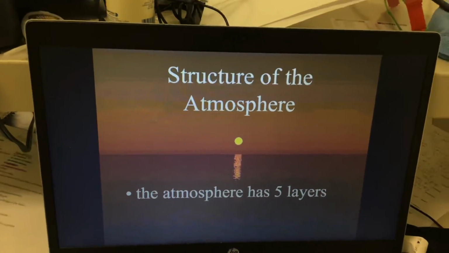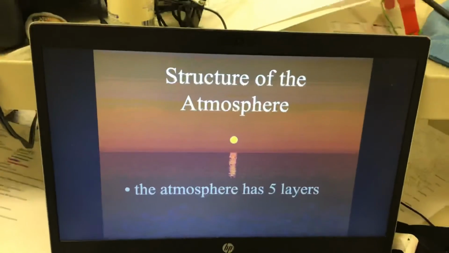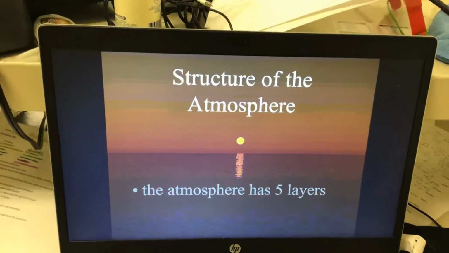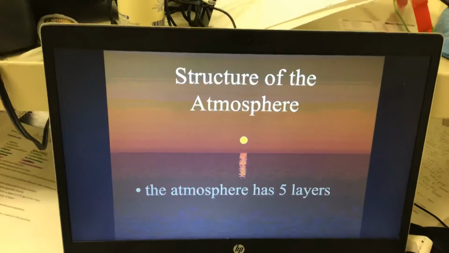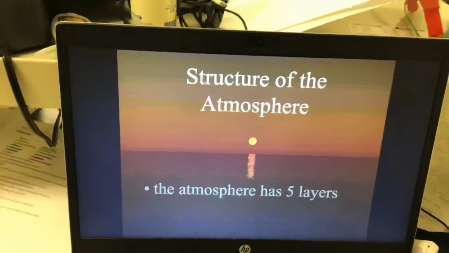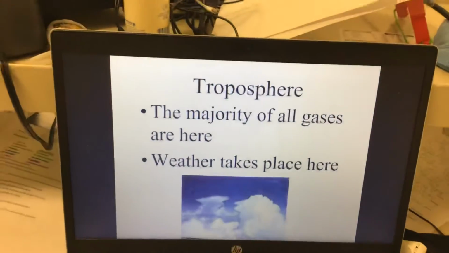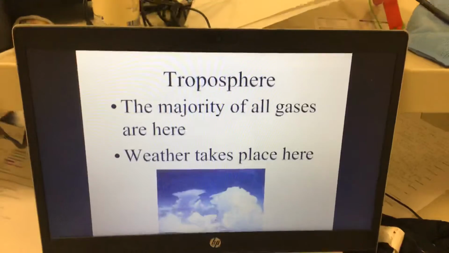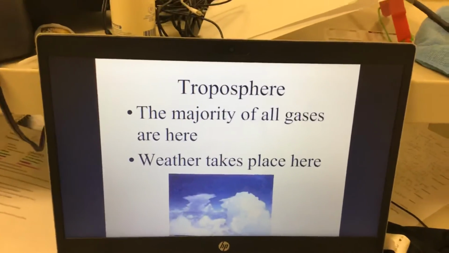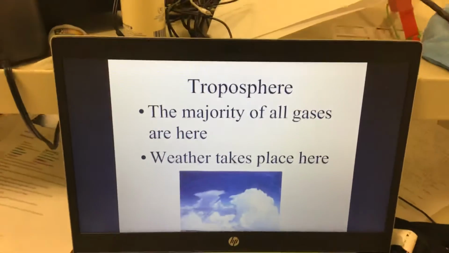Today's heading is structure of the atmosphere. So go ahead and write that down, structure of the atmosphere, and we're going to go over the 5 layers of the atmosphere today. All right, so structure of the atmosphere. If you picture there, okay. Now, we are starting closest to the Earth and working our way up. Closest to the Earth, like where we're at right now, and working our way up.